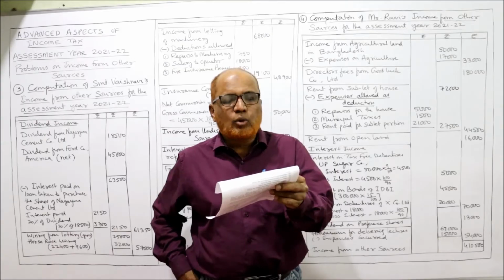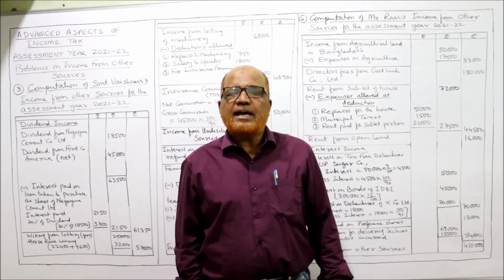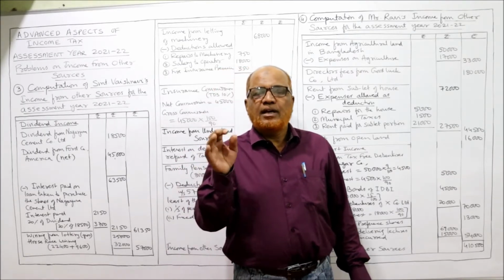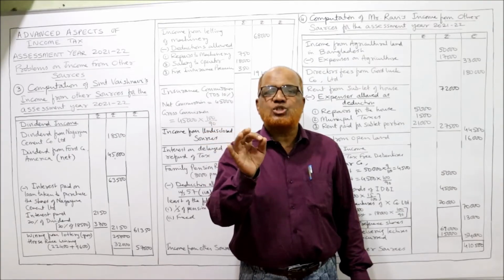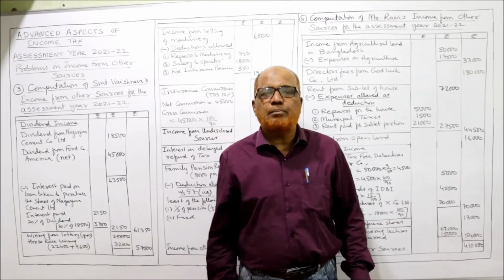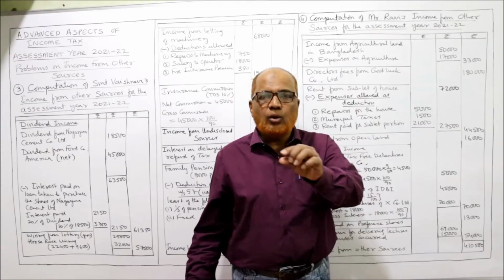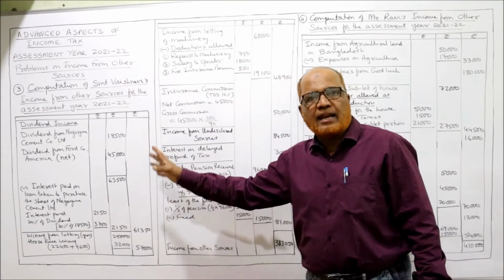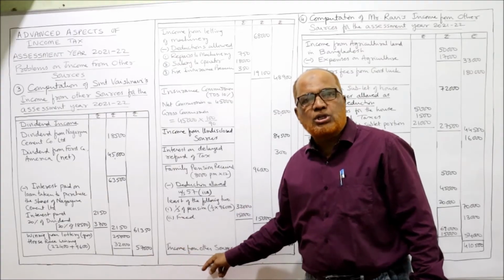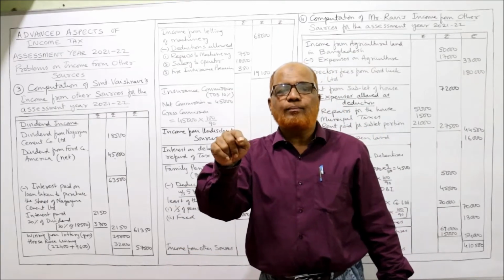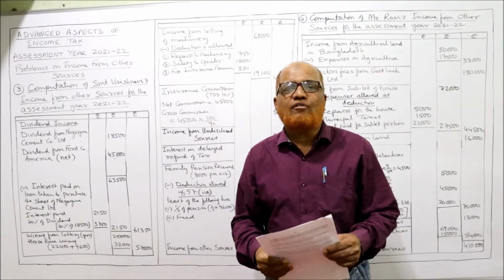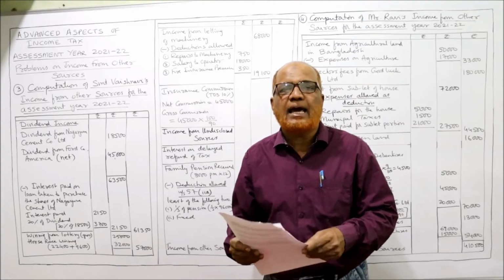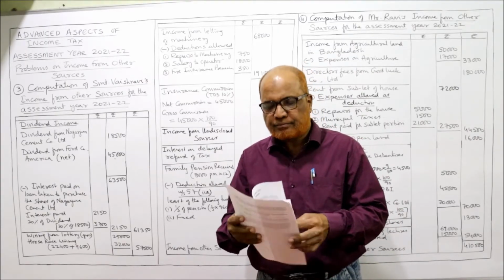Then income from units of UTI. The Income Tax Act has given the provision. Income from units of Unit Trust of India is fully exempted from tax. Only a note has to be given after completing the solution. After writing the answer, give a note. In that note, you write down that income from units of UTI is completely exempted from tax.